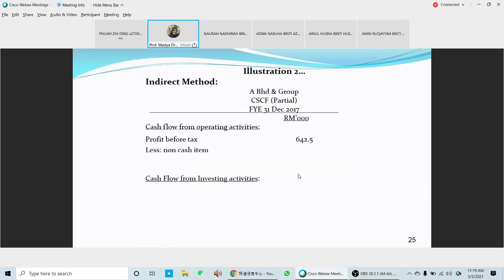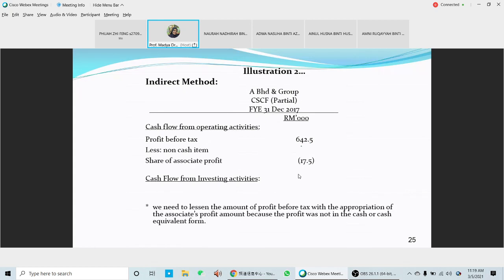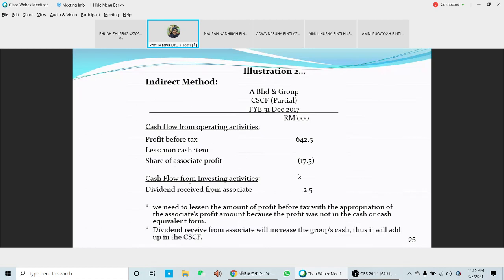From this amount, the profit before tax that we have here is 642.5, less a non-cash item. The non-cash item here is the share of associate profit, a portion of the net profit. And then for the cash flow from investing activities here, it is dividend received from associate. The dividend received from associate here is 2.5. Where do we get this 2.5? How many percent do you have in that associate? We assume that you have 20%. So 20% times 12.5, you're going to have 2.5.